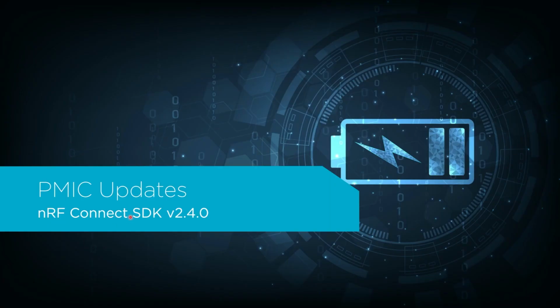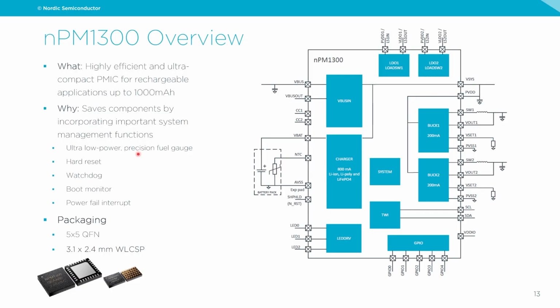And let's continue now with the PMIC updates. Since this is the first time we're talking about PMICs within the context of the nRF Connect SDK webinar, let's maybe have first a quick overview of the NPM1300. This is a highly efficient and compact PMIC with the main application being devices which are powered by rechargeable batteries up to 1000 milliamp hours. This PMIC integrates multiple system management functions that allow you to save components. It has ultra-low power and includes a precision fuel gauge, a hard reset feature, watchdog, boot monitor, as well as a power fail interrupt.